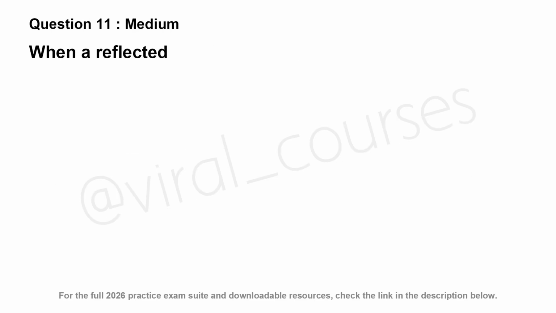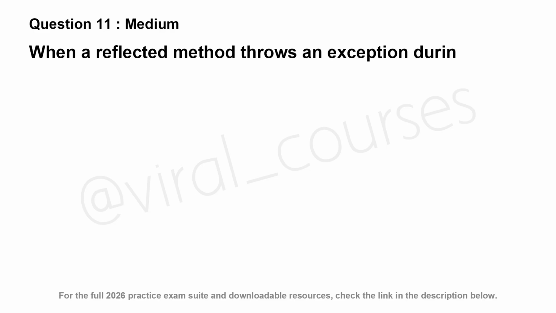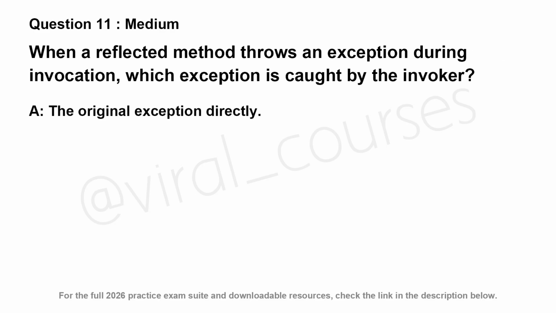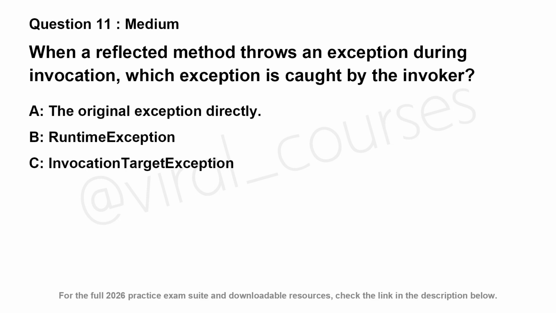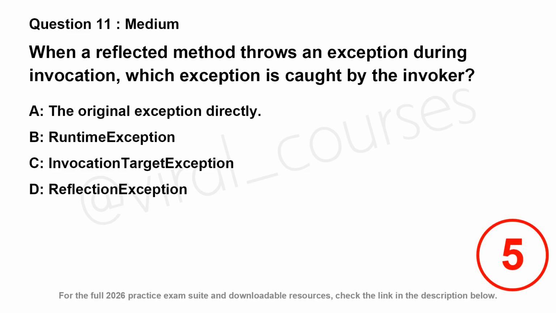When a reflected method throws an exception during invocation, which exception is caught by the invoker? Option A. The original exception directly. Option B. RuntimeException. Option C. InvocationTargetException. Option D. ReflectionException.